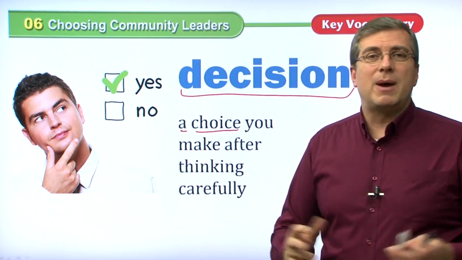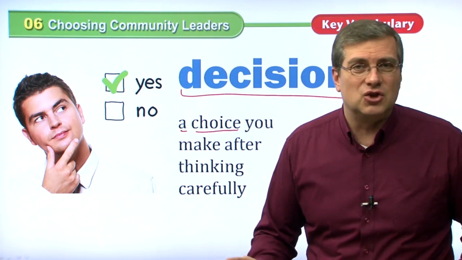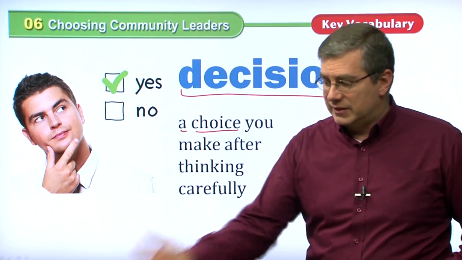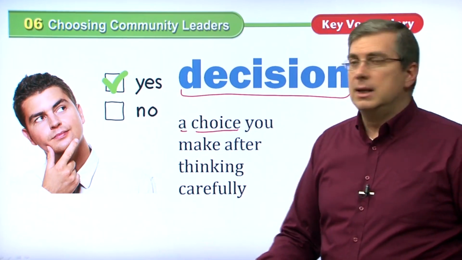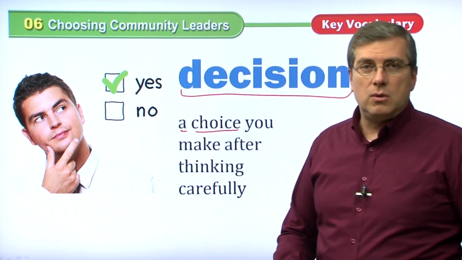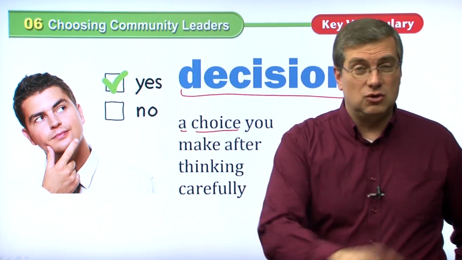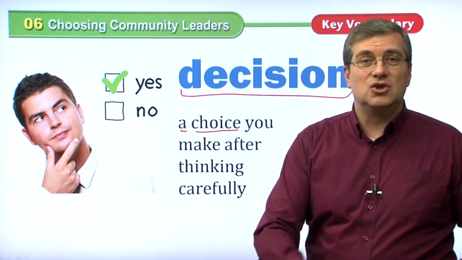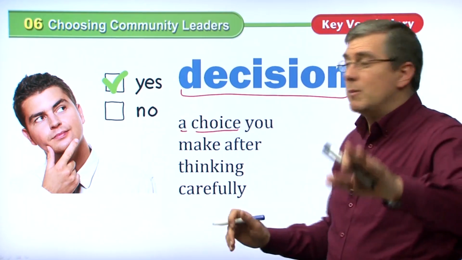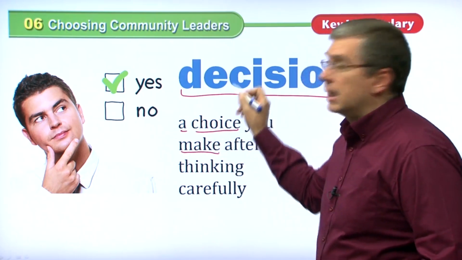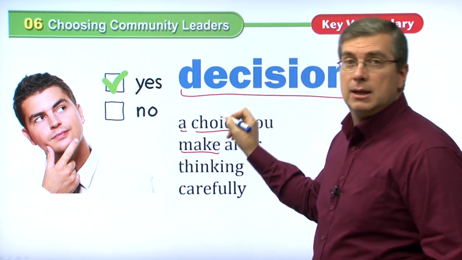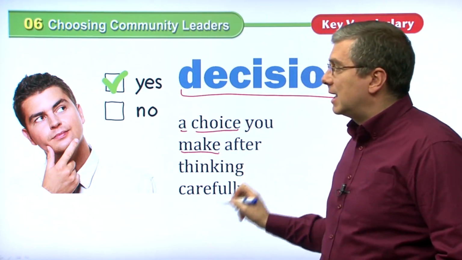You make a decision about what you want to eat for lunch, right? Do you want to eat a sandwich or do you want to eat spaghetti? You make a decision, right? So it can be yes, no. It can be you have many things and you choose one of those things. You make a decision about what you want to do. You make a choice. You make a decision. You make a choice after thinking carefully.